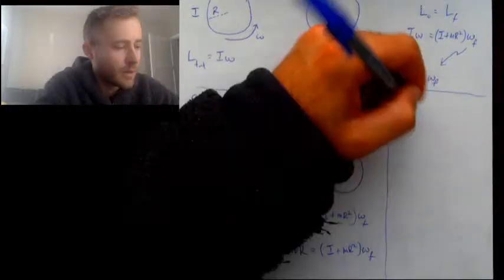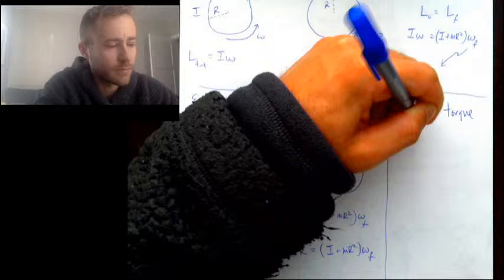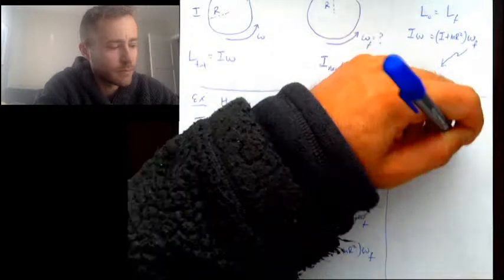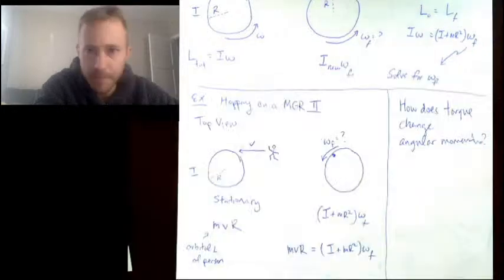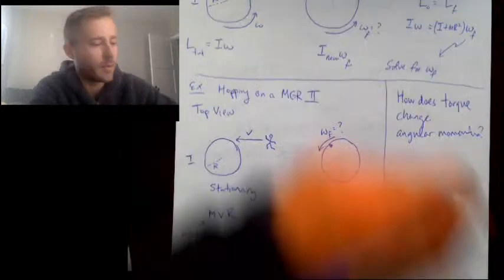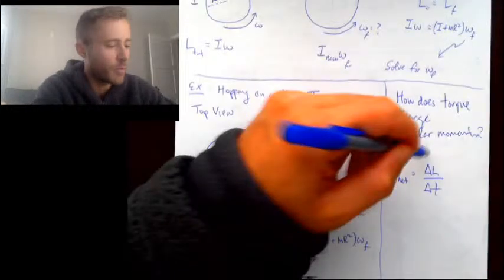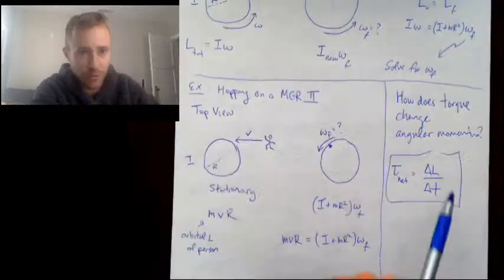And the question is, how does torque change angular momentum? And so there's an equation, and it says that the net torque is equal to the rate of change of angular momentum. Okay. So that's a useful formula. It tells you how torque changes the angular momentum.